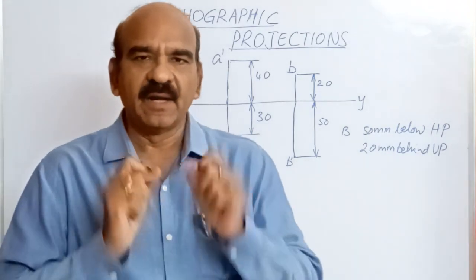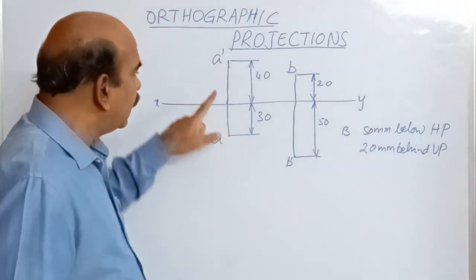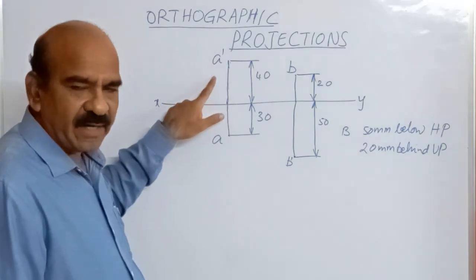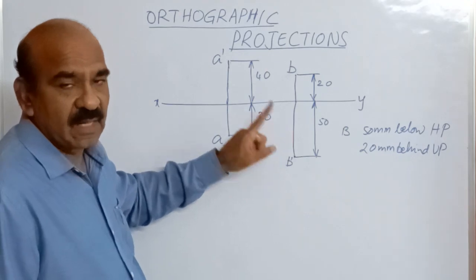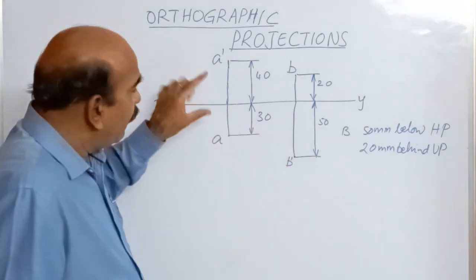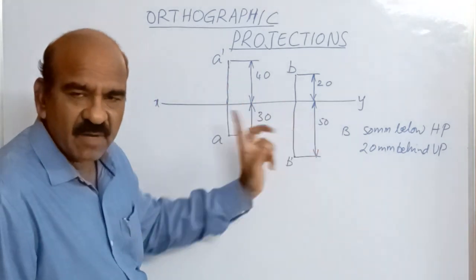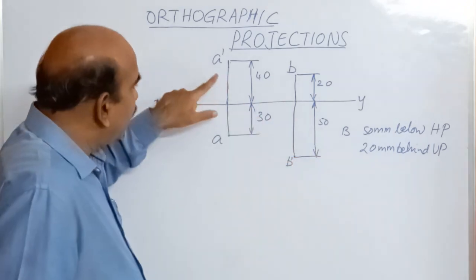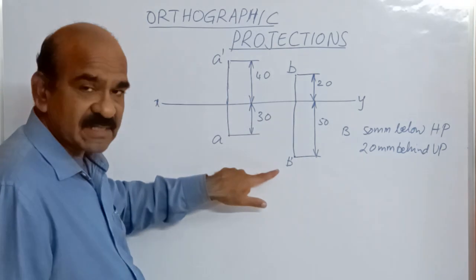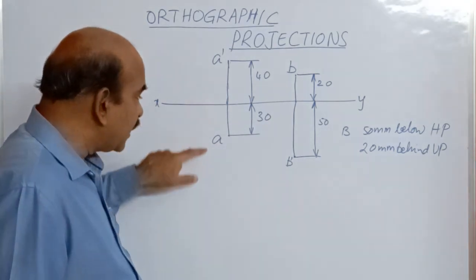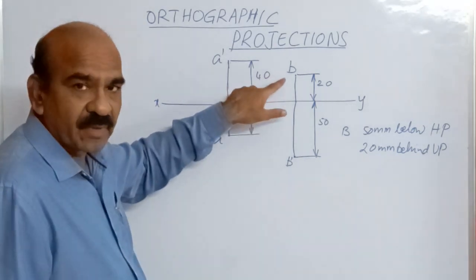Got it? Now see the difference. Here this point is in the first quadrant, point B is in the third quadrant. What is the difference? Do you observe the difference? Here the front view is obtained above the reference line. Here it is below the reference line. Top view, here it is below, here it is above.